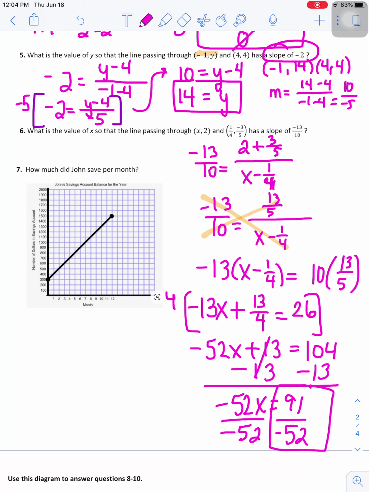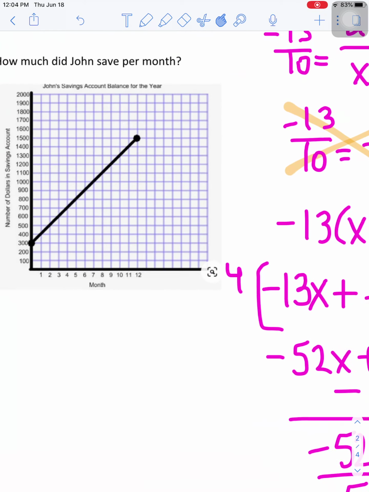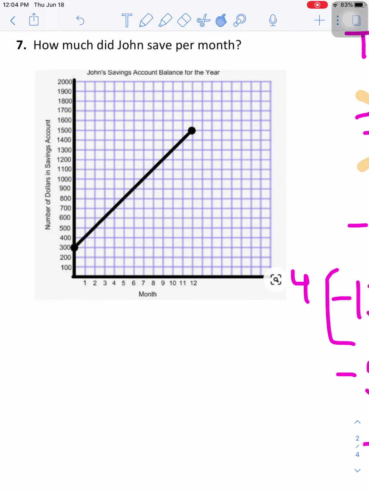All right, number 7 and then 8 through 10 work with rates of change in the real world setting. So, if you take a look at number 7, it's asking us how much did John save per month. So what we're trying to figure out is the rate of change given the graph. Now, remember that slope is the change in y over the change in x. Now, looking at our graph, we can tell we have a linear situation. We have a straight line. The rate of change is the same each time.